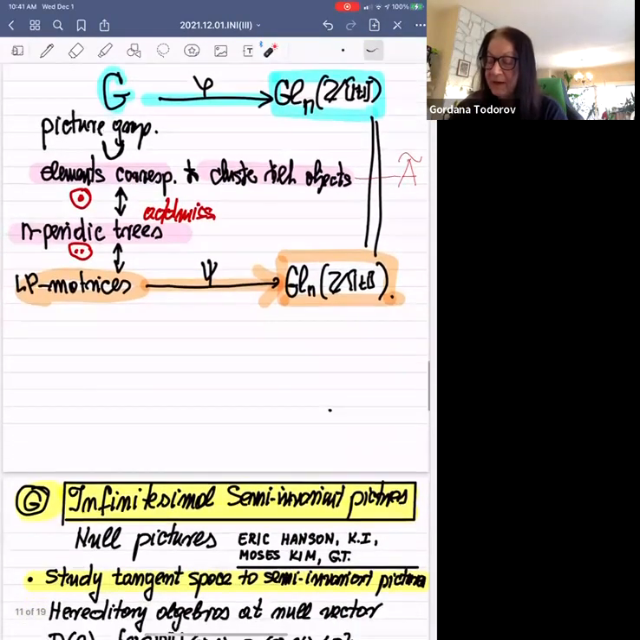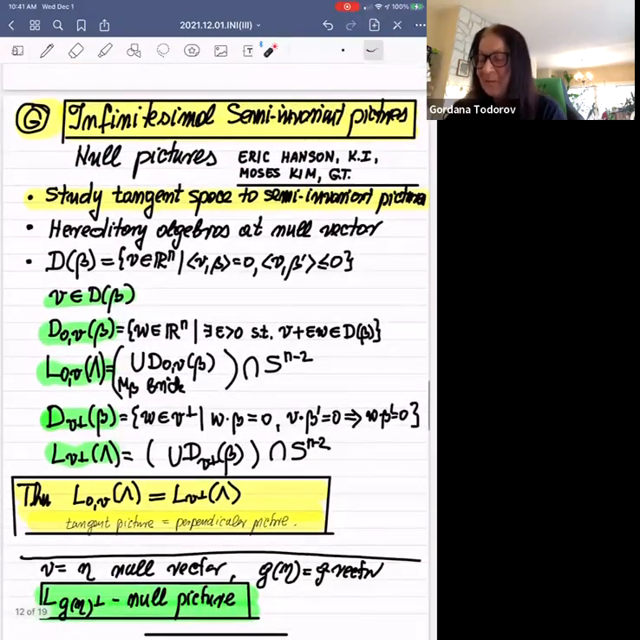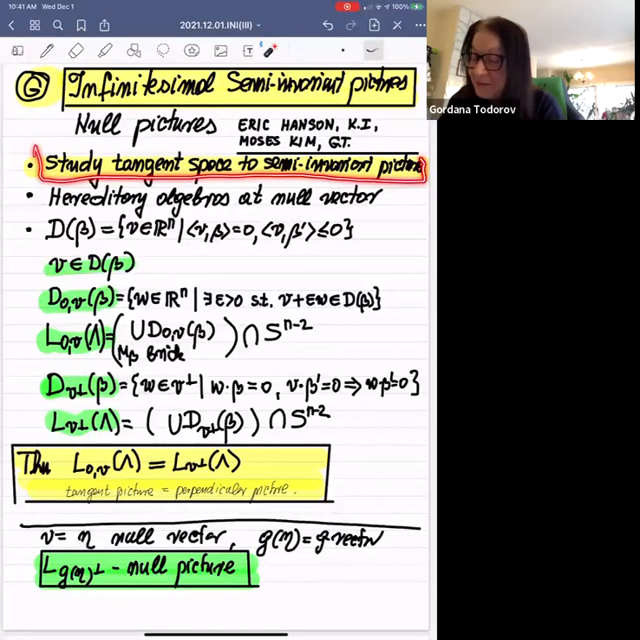Okay, I want to talk a little bit more about infinitesimal semi-invariant pictures. As I said, these will be called null pictures. This is the work that Moses Kim started, who said, well, how about if we study, the term infinitesimal comes because he suggested to study the tangent space to semi-invariant pictures. So this was Moses' idea, and then we all joined.